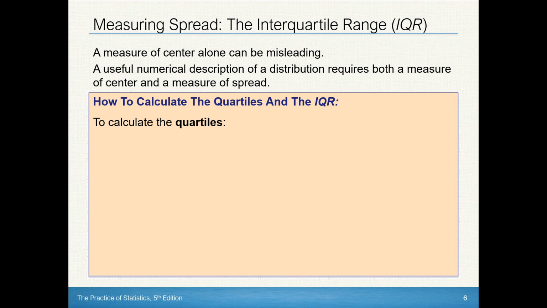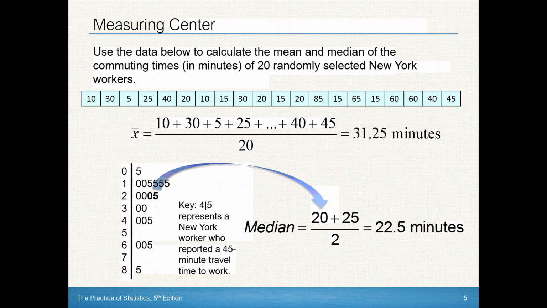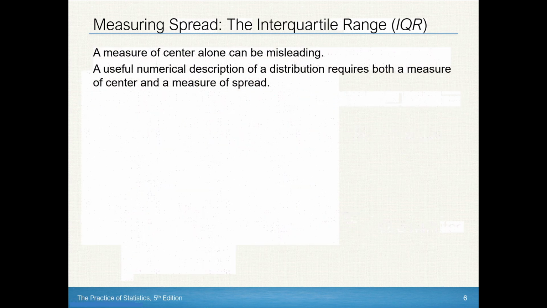One way to do that is with what we call the quartiles or the interquartile range. For example, when I talk about the spread being misleading, how many workers here traveled 31 minutes? Well, none of them. How bad is the commute in New York? Well, for this guy, it wasn't very bad at all. For this guy, it was nearly an hour and a half. So looking at the spread can tell me how spread out my values are.